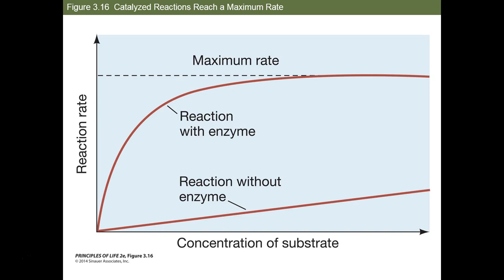To summarize what we have gone over, enzymes will decrease the activation energy for a chemical reaction to occur. They do this by binding to the substrate. Over time, the reaction rate will level out because all the enzymes are bound to substrate.